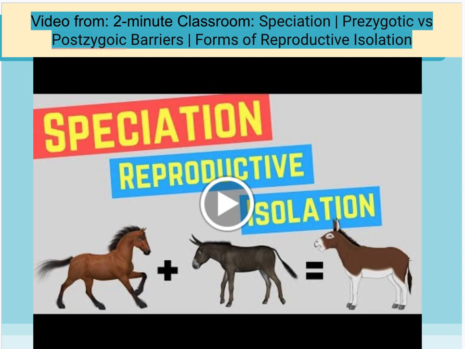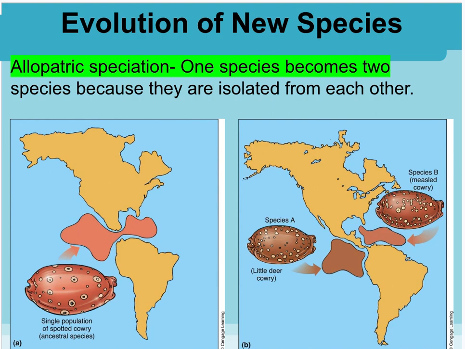Here's a video by 2 Minute Classroom, Speciation and Prezygotic and Postzygotic Barriers, that talks about all those barriers to reproduction that I just went over. So sometimes you have something called allopatric speciation, where two species end up just being separated from each other and become different species over time.